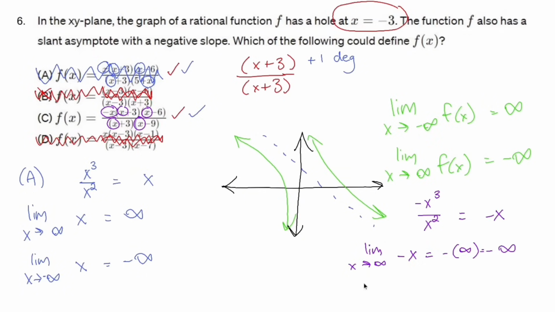Okay. Similarly, if I were to take the limit as x approaches negative infinity of negative x, I would get negative negative infinity, which becomes positive infinity. And that's exactly what I want. So C is the answer. Okay, so kind of a difficult problem, kind of a challenging problem, but yeah, we used end behavior to figure it out, and it was kind of fun.